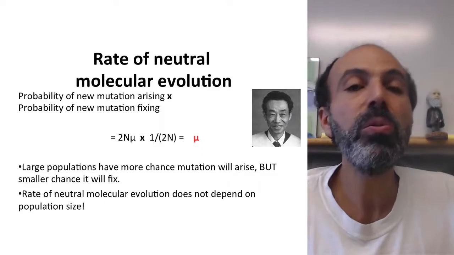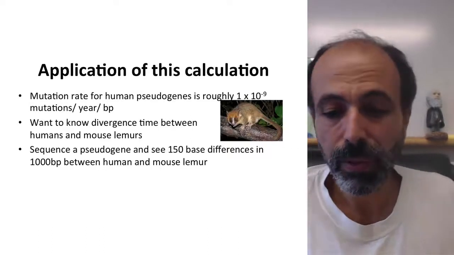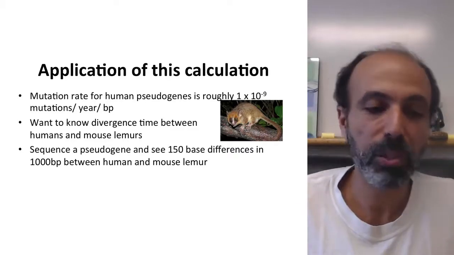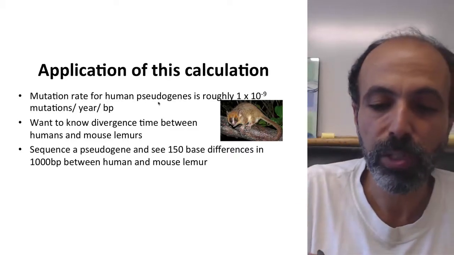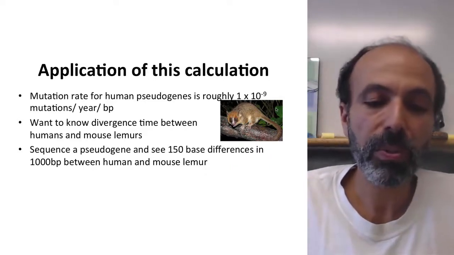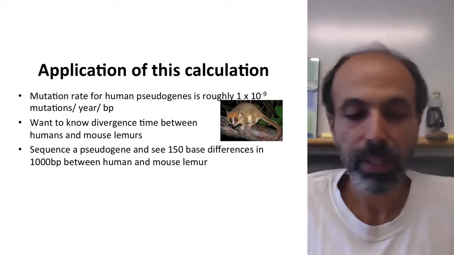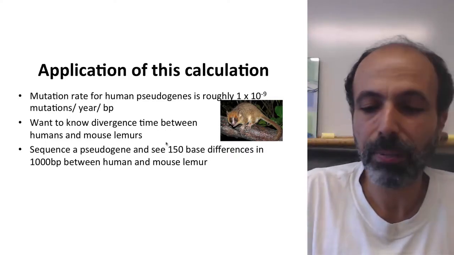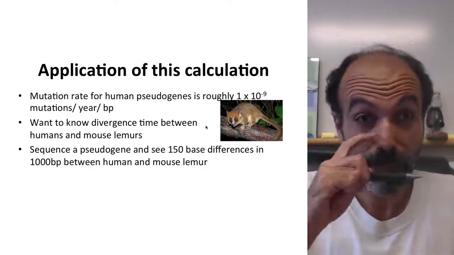So how can we use this calculation? Well, here's an application for it. Let's say that we know the mutation rate of a particular region. Let's say we know the mutation rate for human pseudogenes is roughly 1 times 10 to the minus 9th mutations per year per base pair. Okay? So let's say we want to know the divergence time between humans and mouse lemurs. There's an interesting picture of a mouse lemur over here.